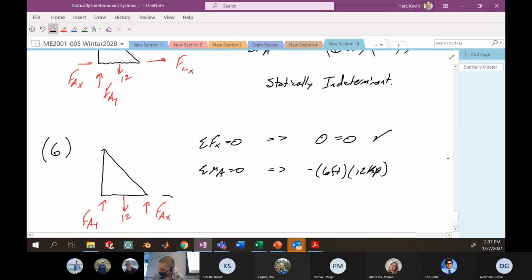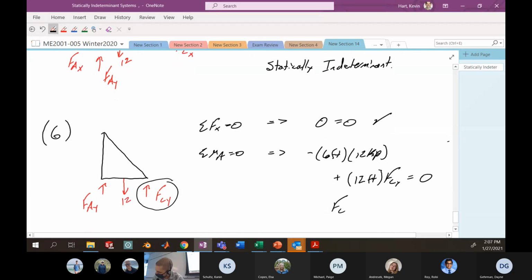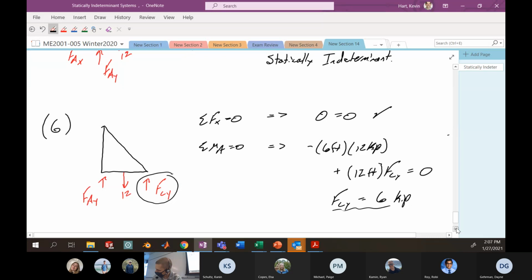And then you're going to have some moment contribution from, why did I write AX? This is BY. Some contribution coming from this force CY. This is 12 feet away from A, and it has the magnitude of FCY. And so we can solve for this reaction force and come up with this force at point C in the Y direction is 6 kips. Okay, so that's all good.